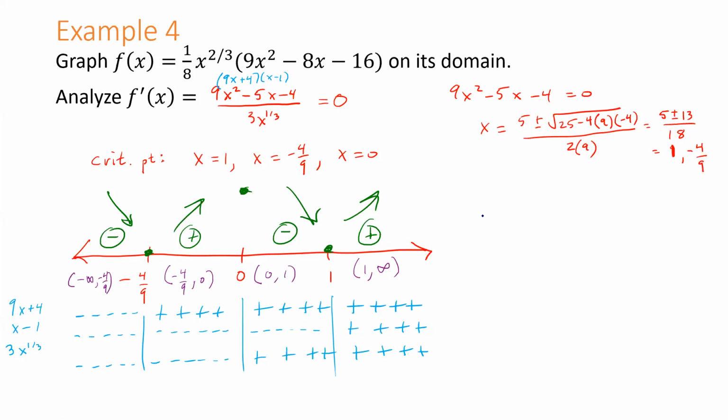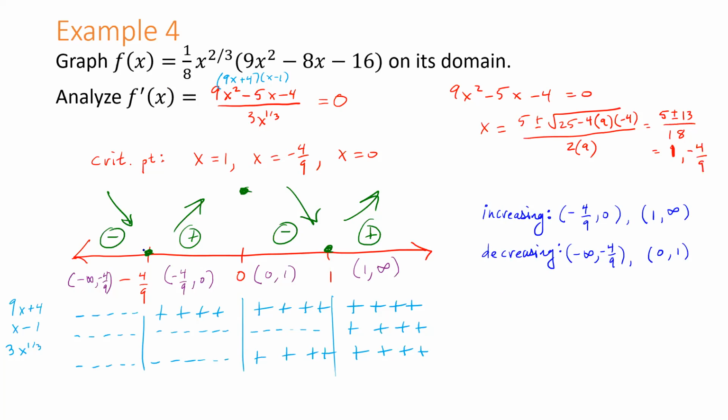Namely, we've got the intervals where it's increasing, from negative 4/9 to 0, and from 1 to infinity. We have the intervals where it's decreasing, from negative infinity to negative 4/9, and from 0 to 1.